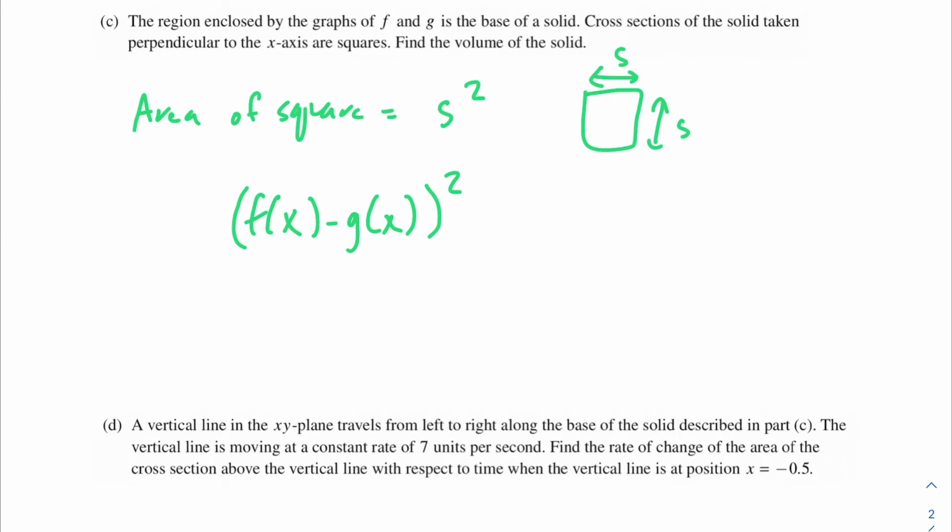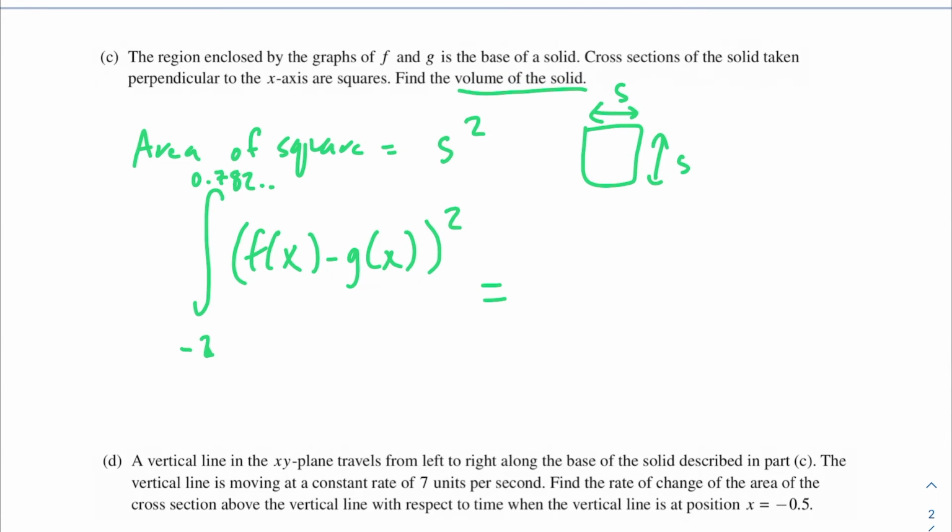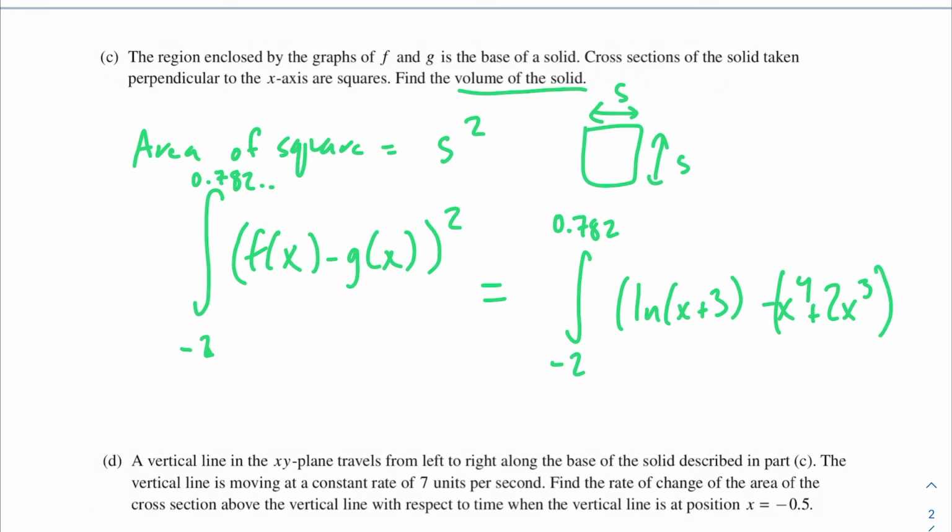But remember that we're being asked for the volume of the solid. So now we also need to take the integral of this area. And that would be from those exact same endpoints at which the two functions intersect. So that would be from minus 2 to 0.782, whatever. If you wanted to plug this into our calculator, this would be the same thing as doing the integral of ln of x plus 3 minus x squared plus 2x to the third, all of that squared dx.